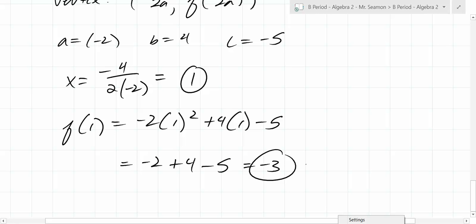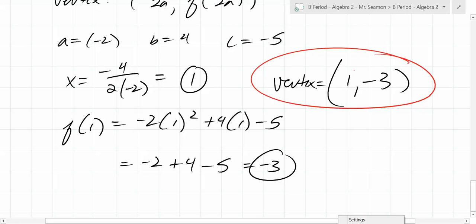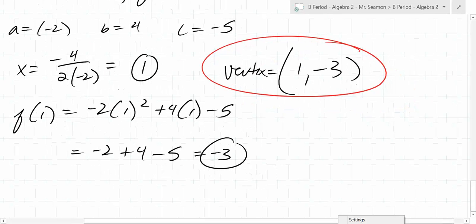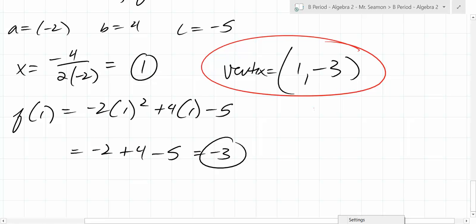-3. 2 minus 5 is, yeah, you got to do 2. So what's the vertex going to be? 1, -3. So do we have the vertex? Yep. Does that mean it's going to move left, right, up, or down? It's going to move right 1 and what? Down 3. And then overall shape.